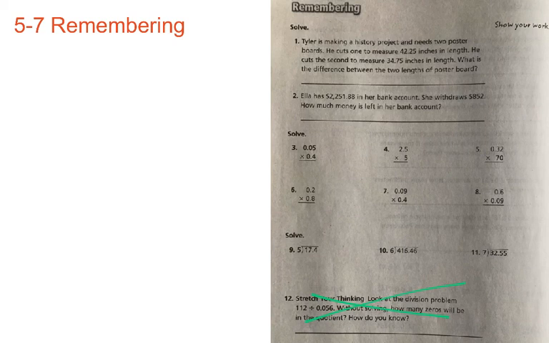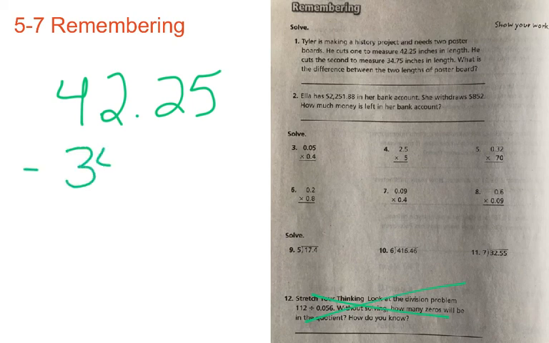And so we're going to take our 42.25, or 42 and 25 hundredths inches, and we're subtracting from that 34.75, or 34 and 75 hundredths inches. Remember, anytime you're adding and subtracting with decimals, you have to line those decimals up. So go ahead and bring it down first thing.